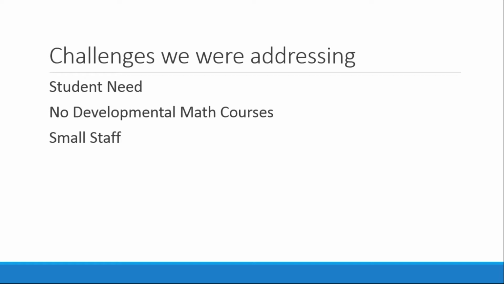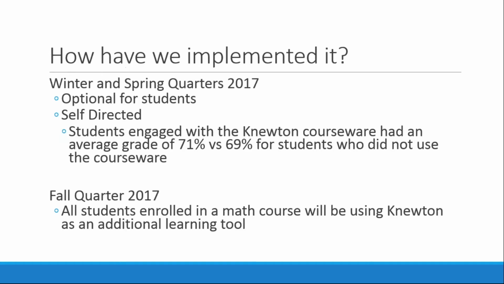And so when we were building this acceleration course, we actually only had one full-time math instructor, myself, working with about 350 students. When we first started, we implemented it for the winter and spring quarters of last school year. It was an optional portion of the seminar for students. They had 3 different options to choose from: a math option, a writing option, and individual tutoring. So we left it very self-directed and open for our students to work.